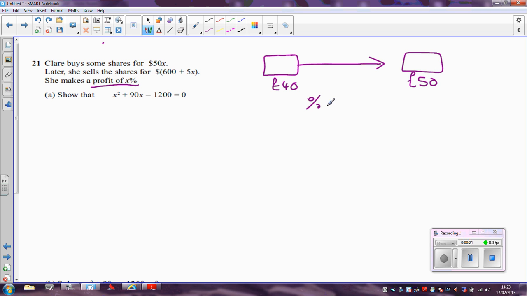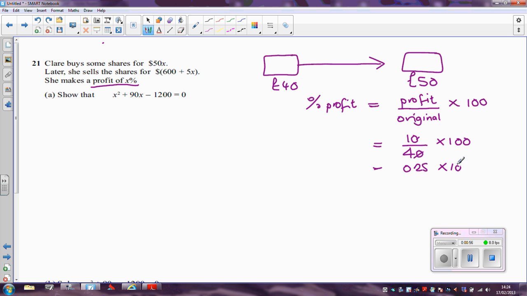Your percentage profit is calculated by doing the amount of increase, in other words, the profit that you made, divided by the original value of your item, and then that is made into a percentage by multiplying by 100. So here, for this computer game, let's say the profit that you made is £10. You divide by what it was originally worth, which is 40, and then you multiply by 100. Well, 10 over 40 is just a quarter, in other words 0.25, multiplied by 100, and that comes out as 25%. So you would have made 25% profit.